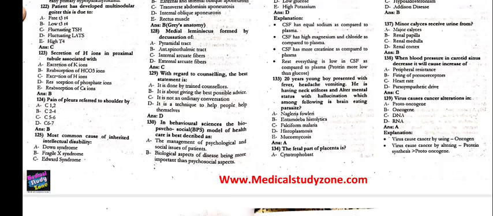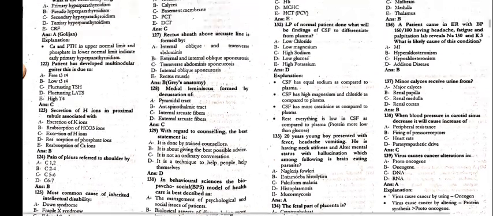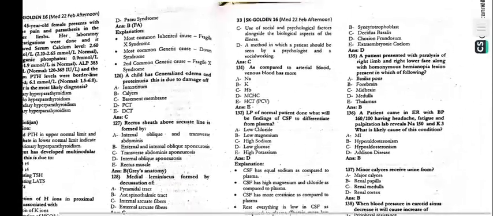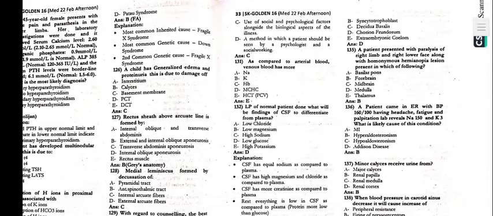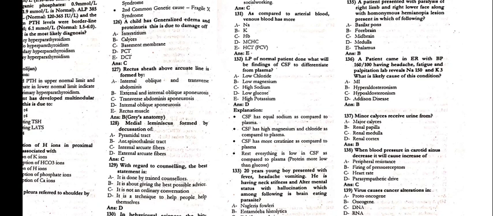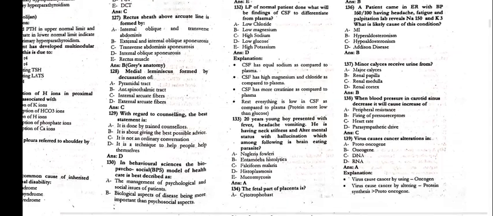125, the most common cause of inherited intellectual disability is B, that is the Fragile X syndrome. Okay. Next, 126, the child has the generalized edema and the proteinuria. This is due to the damage of C, the basement membrane. 127, the rectus sheath above the arcuate line is formed by the B, external and internal oblique aponeurosis. 128, the medial lemniscus is formed by the decussation of C, which is internal arcuate fibers.